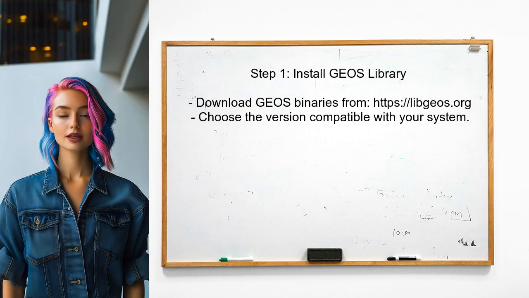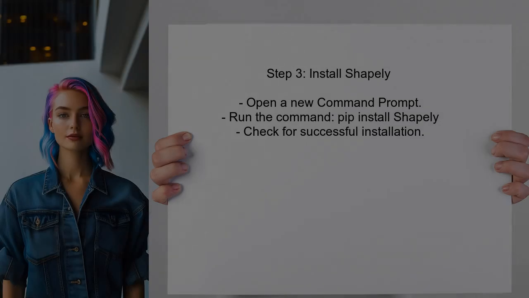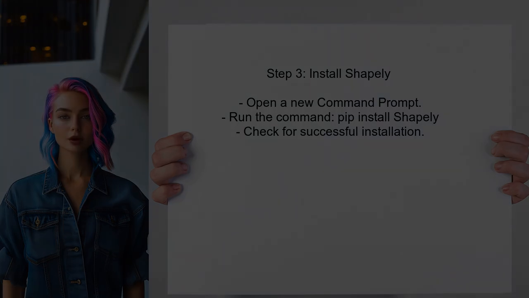To begin resolving this issue, the user should ensure that they have the necessary dependencies installed. Specifically, Shapely relies on the Geos library. The user can download the appropriate Geos binaries for Windows. Next, the user needs to add the path of the Geos library to their system's environment variables. This will help Python locate the required DLL files when installing Shapely. After setting up the environment variables, the user should open a new command prompt to ensure the changes take effect. Then, they can attempt to install Shapely again using pip.